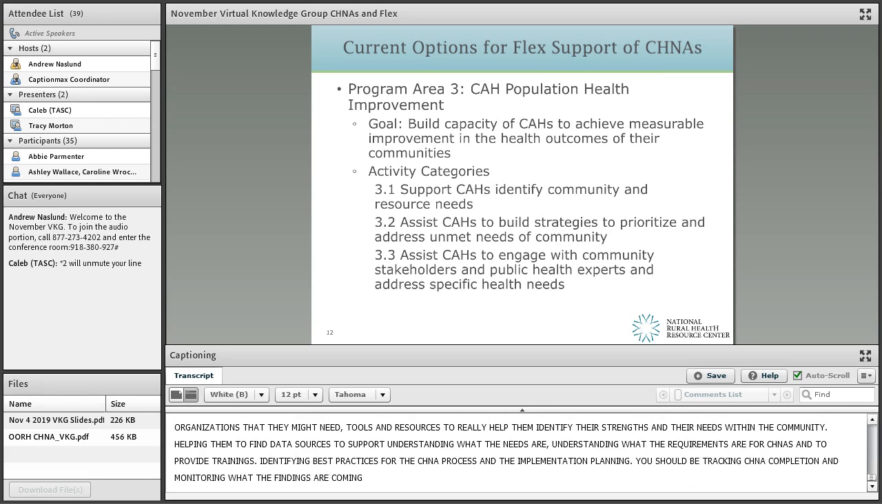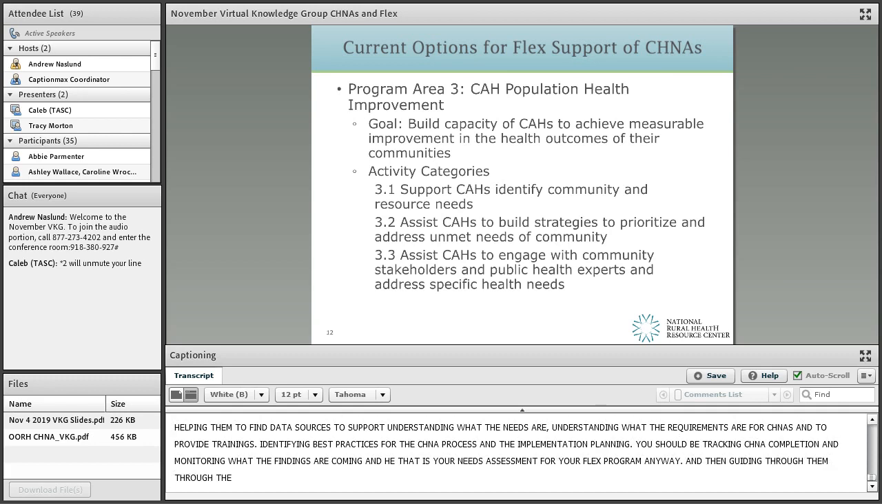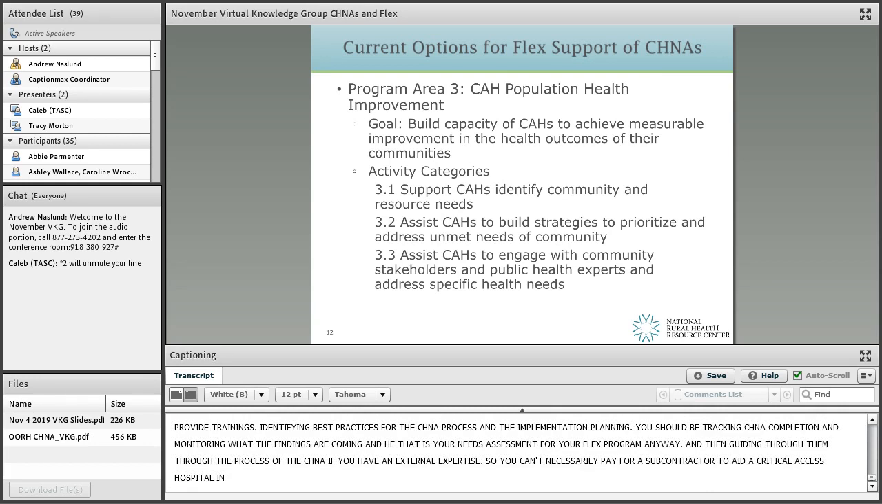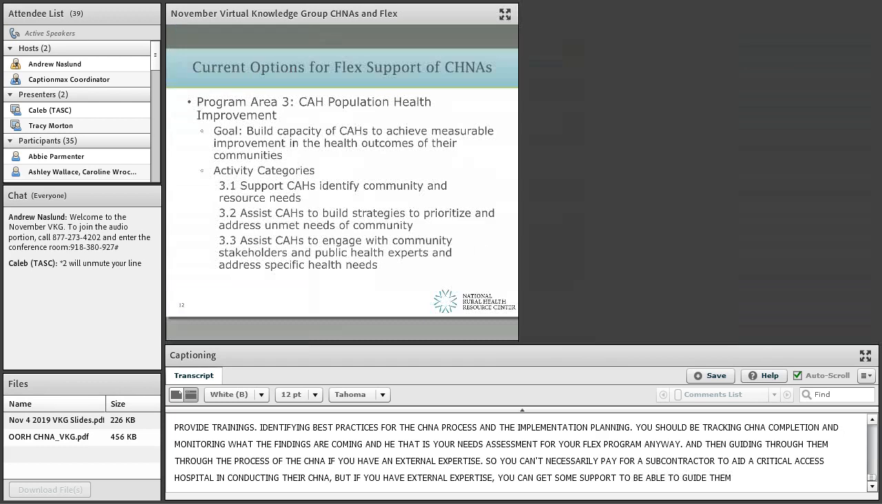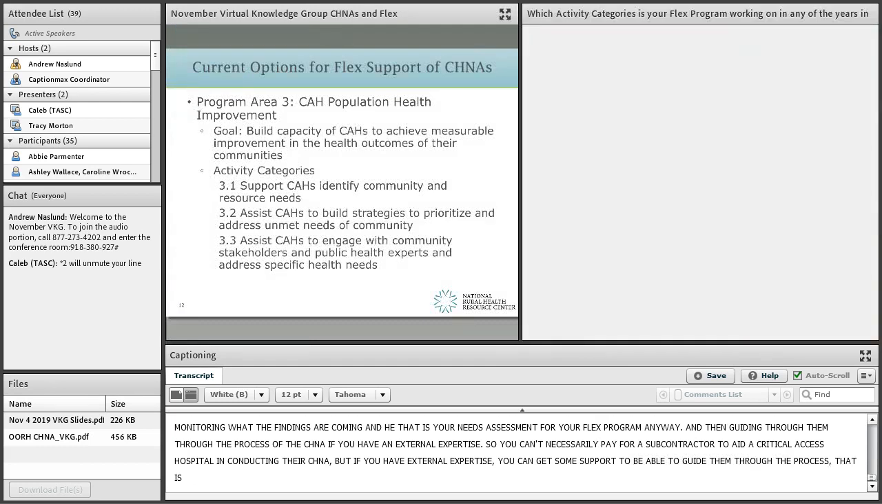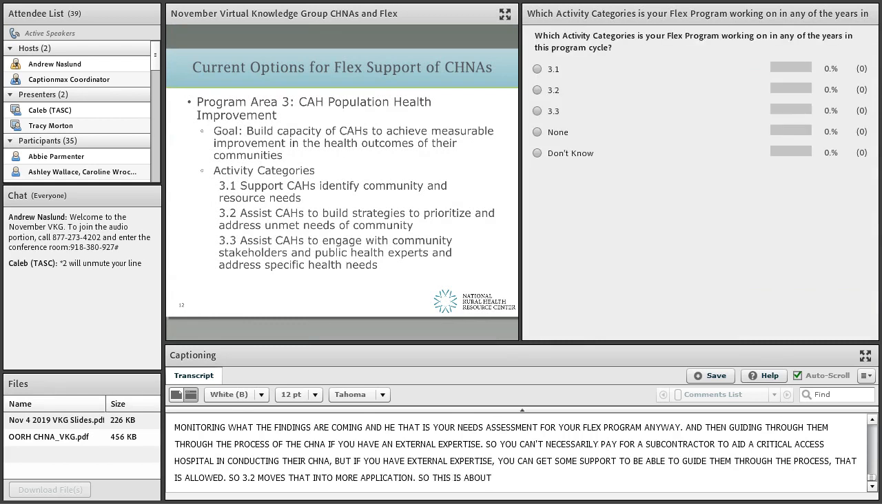And so what you can do in this area is support your critical access hospitals with other organizations that they might need, and with tools and resources to really help them identify their strengths and their needs within their communities, helping them to find data sources to support understanding what the needs are, understanding what the requirements are for CHNAs, and offering trainings, helping them to identify best practices for the CHNA process and that implementation planning. You can also, and probably should be, tracking CHNA completion and monitoring what those findings are. Again, you need that as part of your needs assessment for your Flex program anyway.